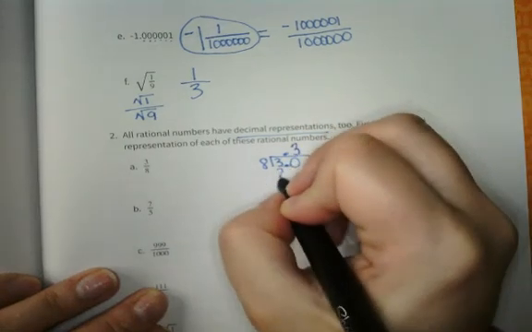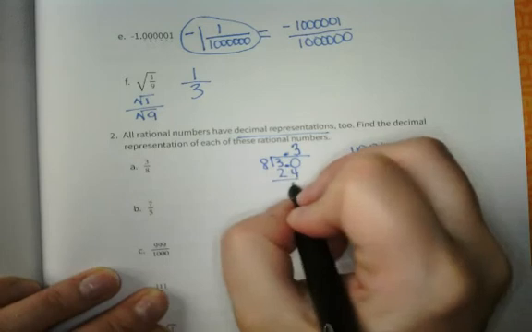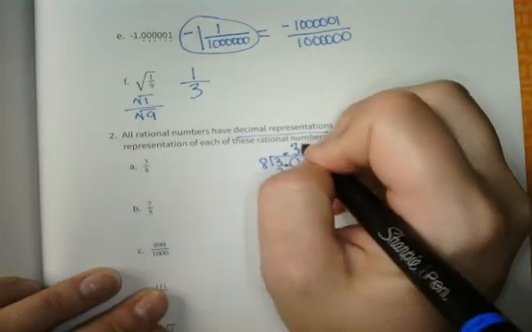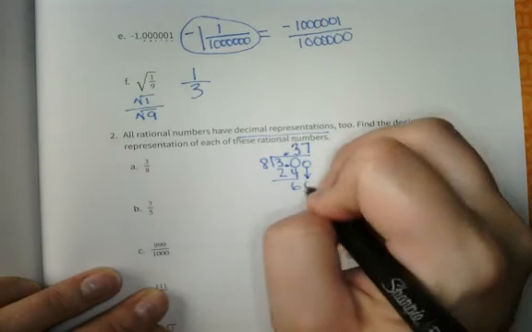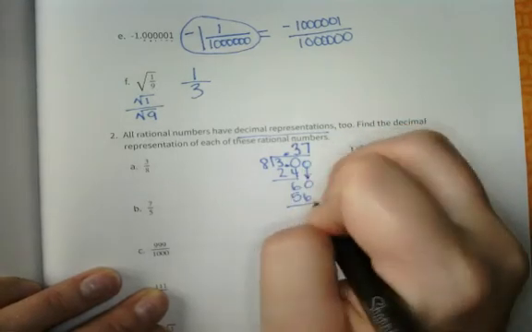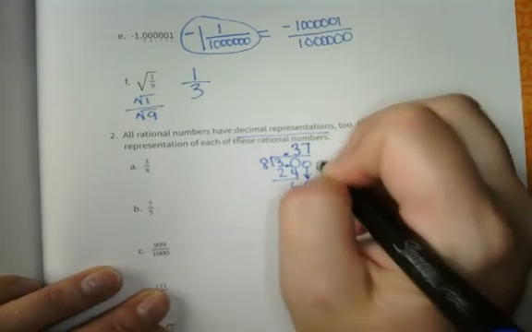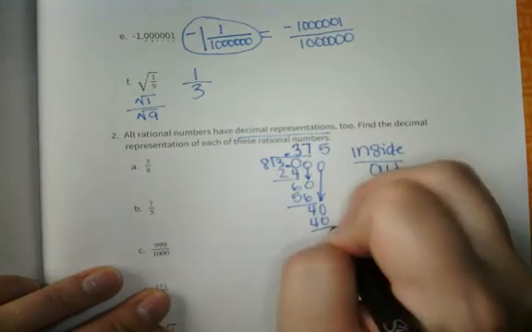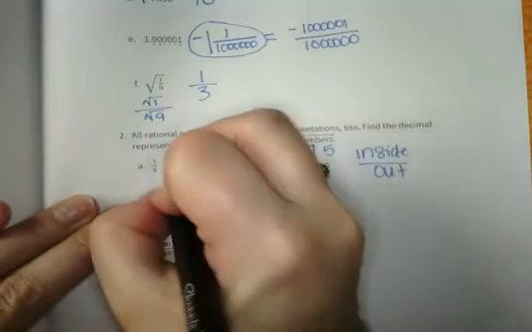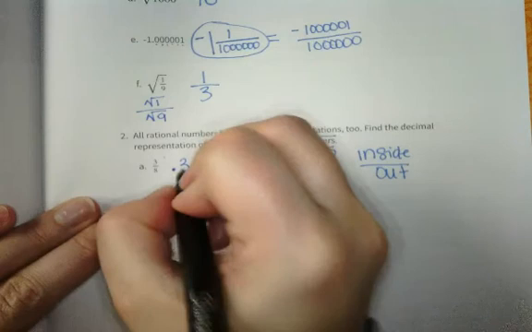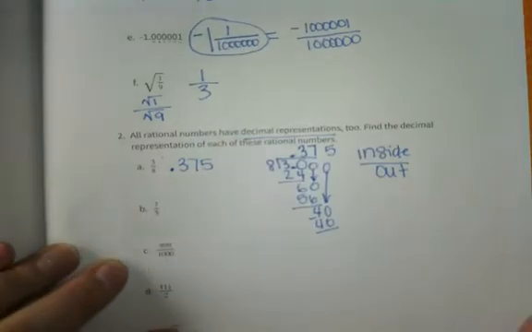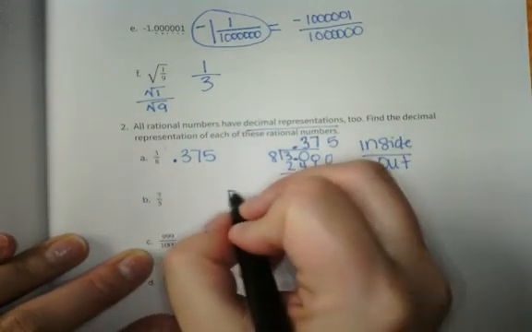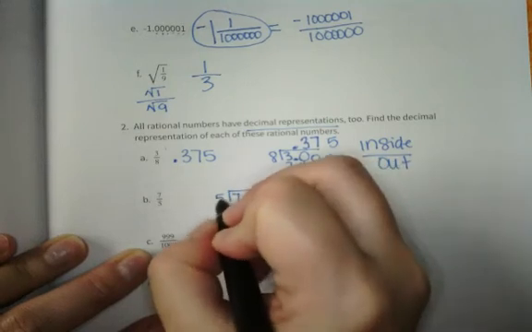So 8 goes into 30 3 times, which is 24. 6, bring down the 0. 8 times 7 is 56. And 40, so 5. Okay, so you get 0.375. Okay, now you can do the same thing with this.